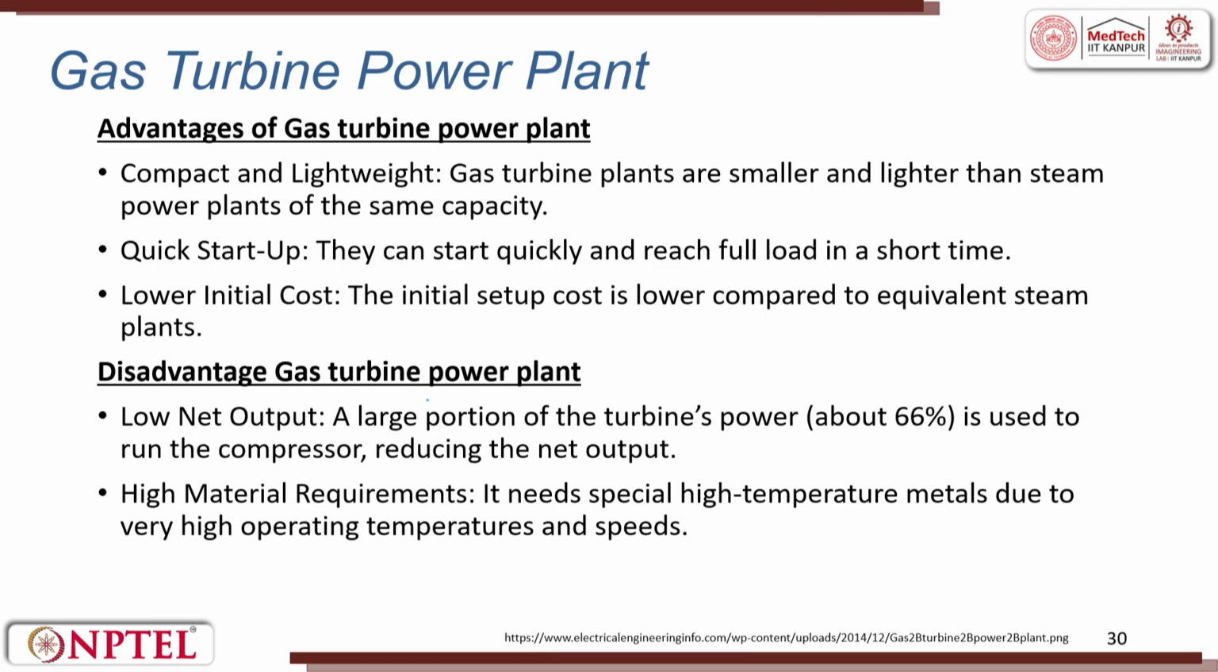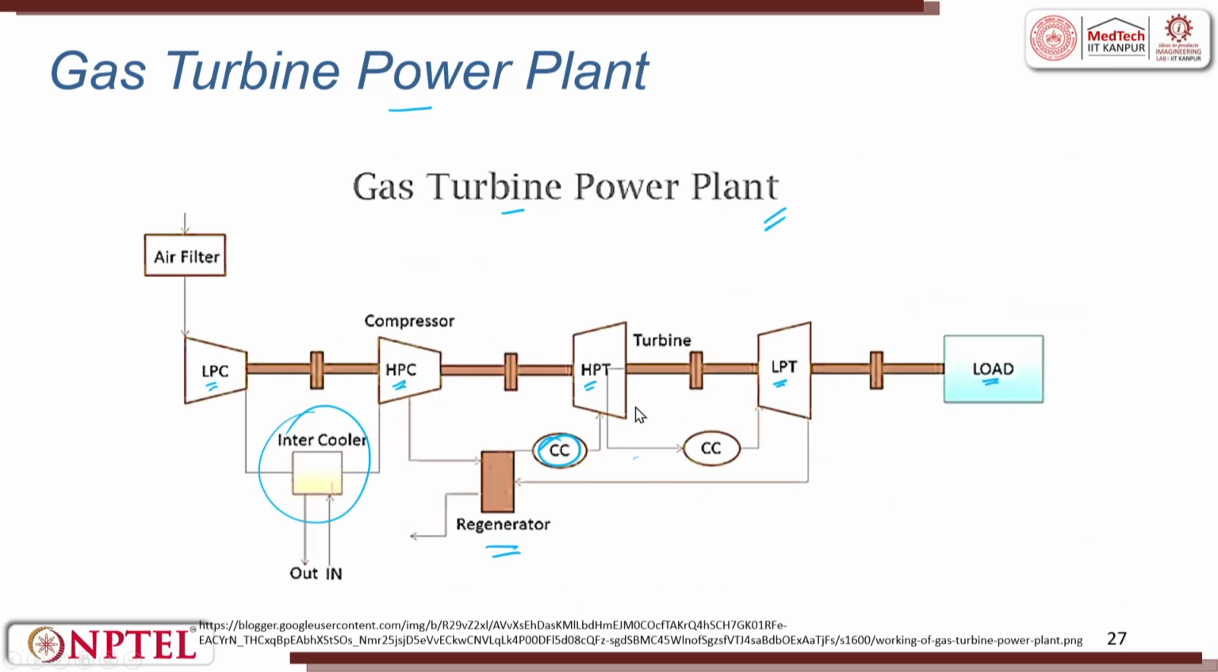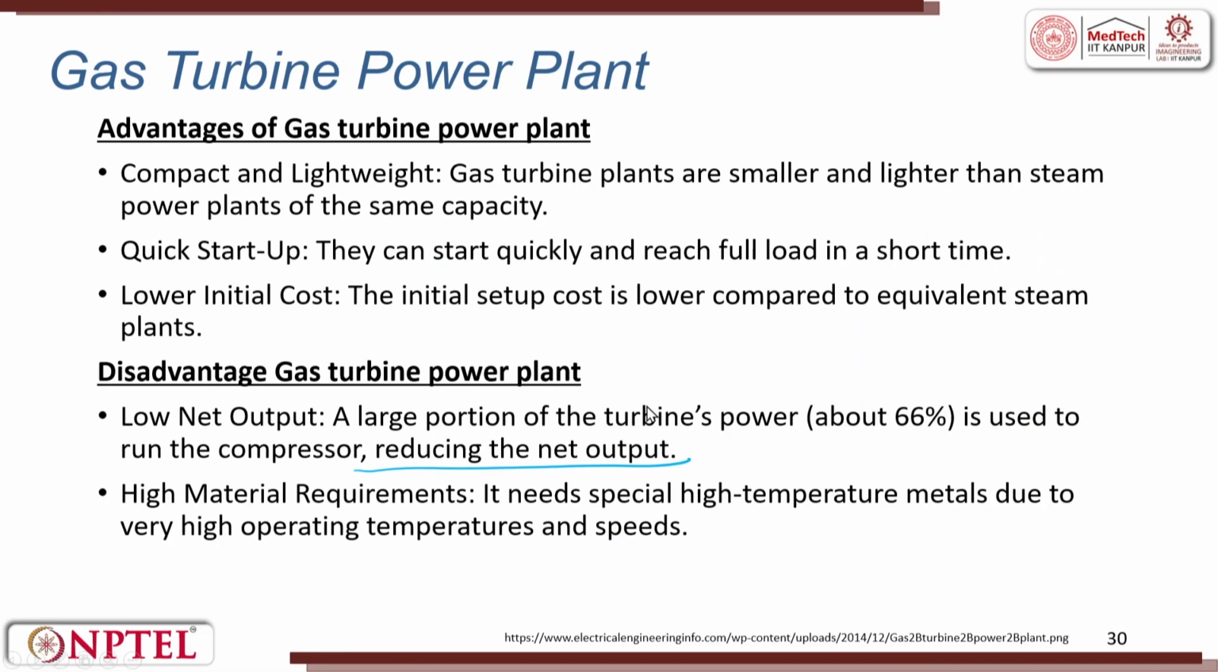What are the disadvantages? Low net output. A large portion of the turbine power is used to run the compressor, reducing the net output. So, where is the compressor? The low pressure compressor and high pressure compressor. They take 66% of the energy, right? High material cost: it needs special high temperature metals due to very high operating temperatures and speeds.